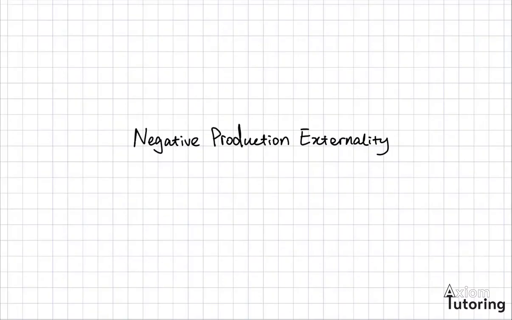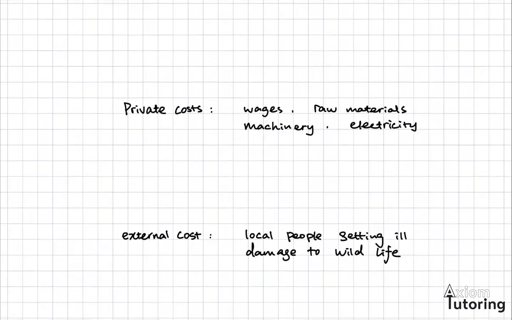Let's first identify all the costs involved. The factory has private costs, including labor wages, raw materials, machinery, electricity, and those are paid by the factory. But there are also external costs like fish dying, local people getting ill, damage to wildlife, higher cleanup costs for government, and a loss of income for fishermen. Those costs are not paid by the factory directly. They fall on others. So the firm ignores them when deciding output.